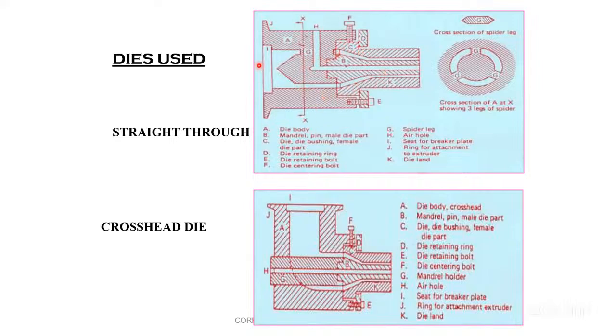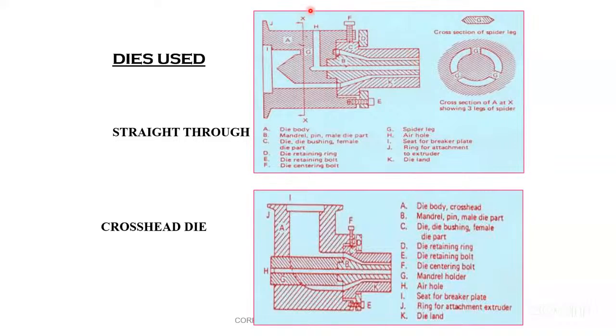This is the die body, friend. This is a convergence section and this is a divergence section. So any die is divided into two parts: one is the convergence section, the other is the divergence section. I told you this is a mandrel here. The mandrel will help the straight line structure of the chains of the polymer.